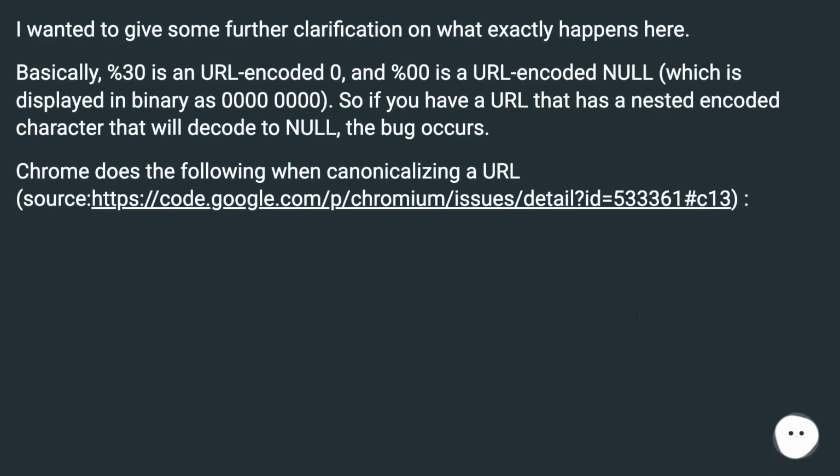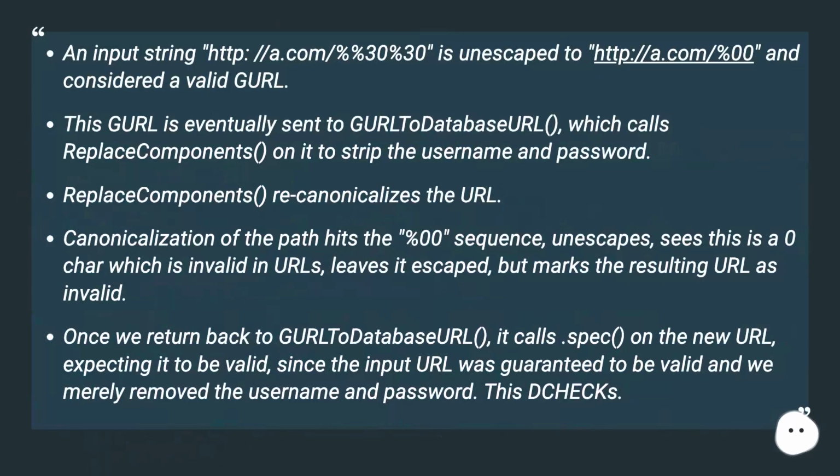I wanted to give some further clarification on what exactly happens here. Basically, %30 is a URL encoded 0, and %00 is a URL encoded null, which is displayed in binary as 00000000. So if you have a URL that has a nested encoded character that will decode to null, the bug occurs. Chrome does the following when canonicalizing a URL. An input string, http://a.com/%30% is unescaped to this URL.